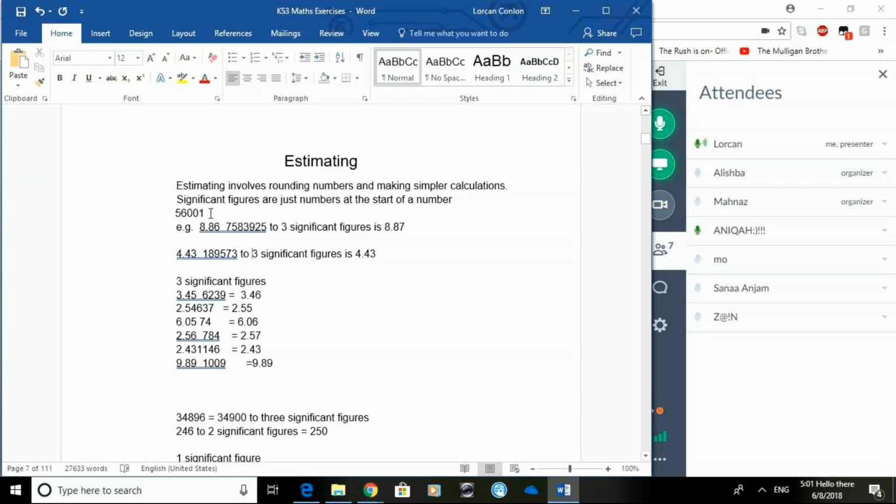Yeah, basically, like I'm saying, significant figures are just non-zero numbers, and the only time we count zeros is whenever they're in between numbers such as this.